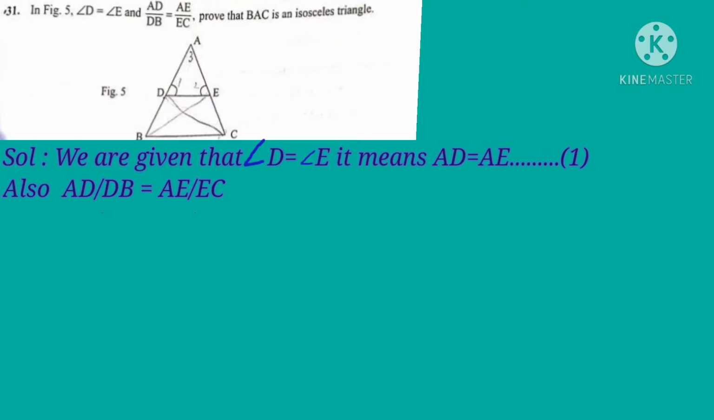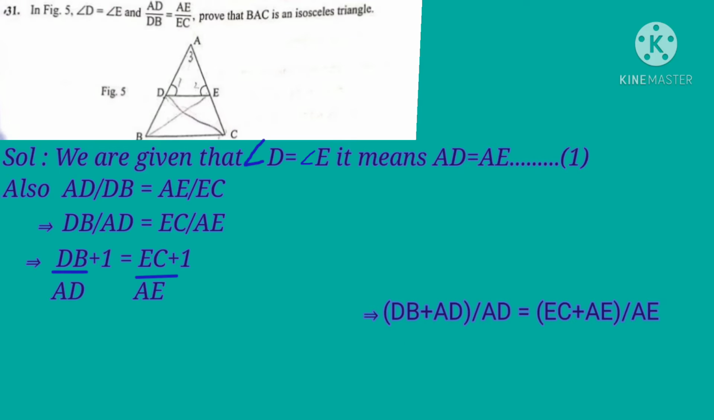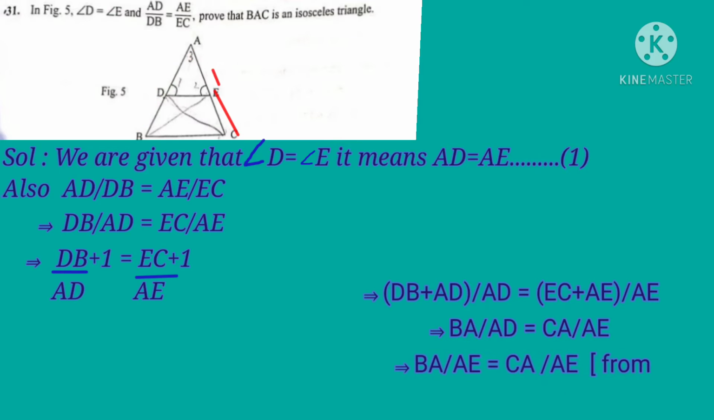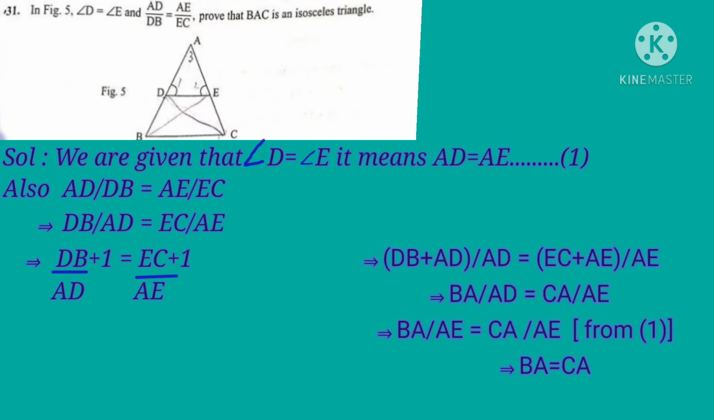Also we are given AD/DB = AE/EC. So we will take the reciprocal of these two. So we will get DB/AD = EC/AE. Now we will add 1 to both the sides. So we will get (DB + AD)/AD = (EC + AE)/AE. DB + AD is equal to BA from this figure, and EC + AE is equal to CA. So we will get BA/AD = CA/AE.